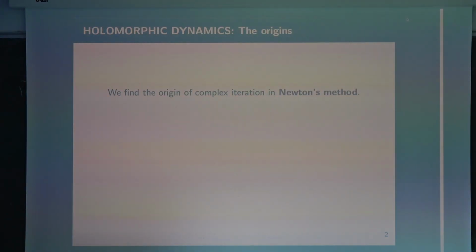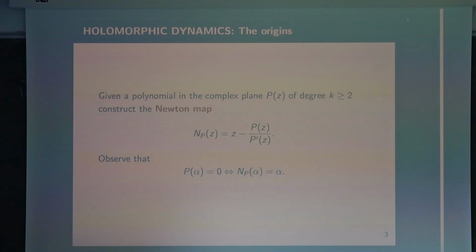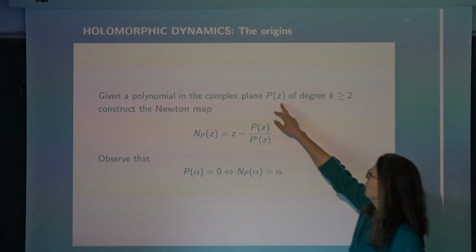So first, complex holomorphic dynamics. It can be with a map or with vector fields, so I only consider a map. The origin of this iteration comes from Newton's method. Maybe you know Newton's method, so I will not speak a lot. You certainly know that Isaac Newton was a mathematician and a physicist, and he wanted to solve a polynomial equation, P of z equal to 0.